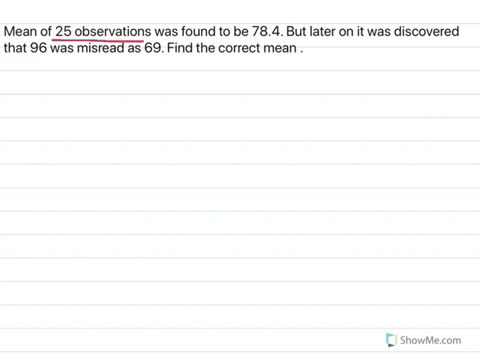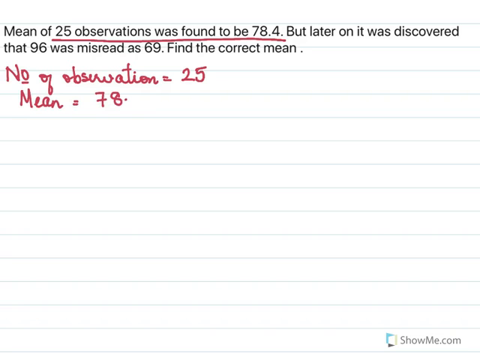The mean of 25 observations was found to be 78.4. So number of observations equal to 25, and the mean of these observations is 78.4. Now we know the formula for mean equal to sum over number of observations. In this case, the mean is 78.4 equal to sum over number of observations 25.